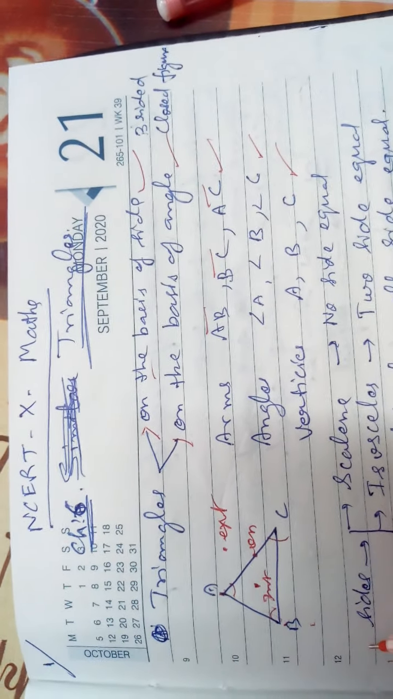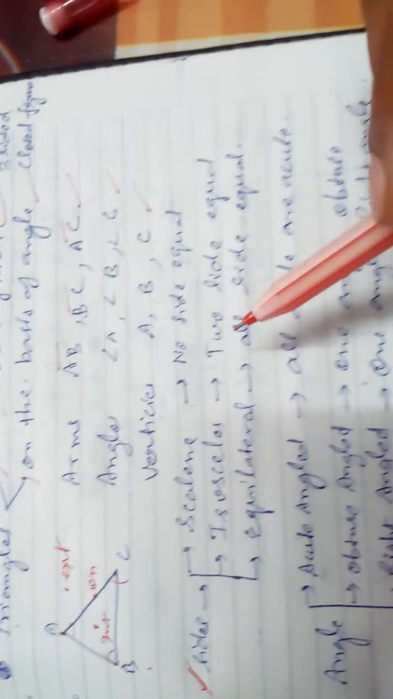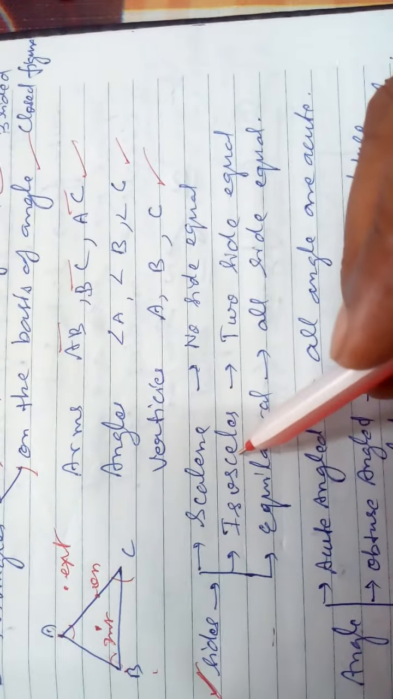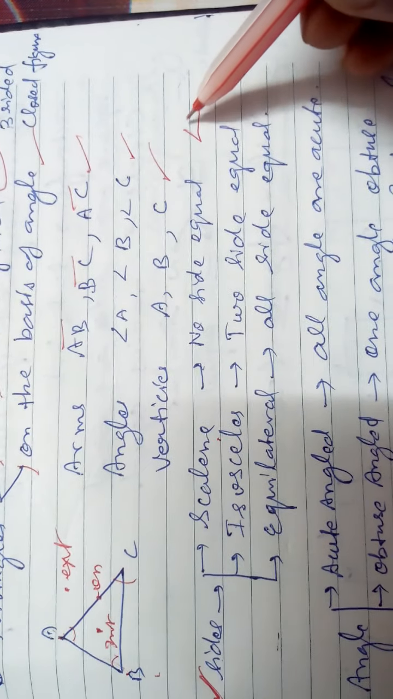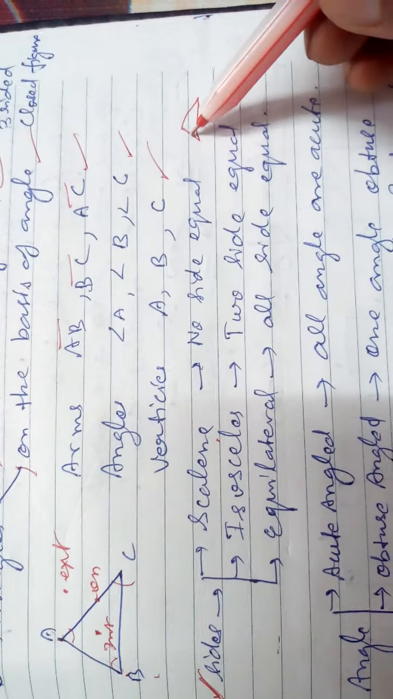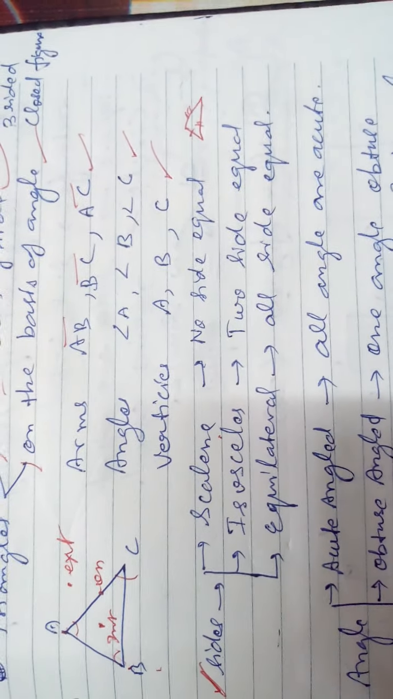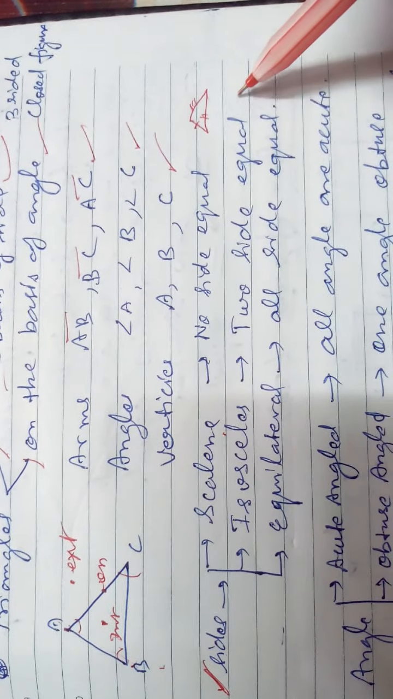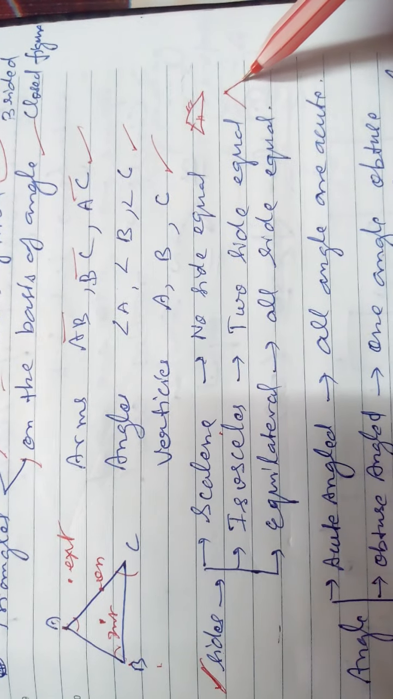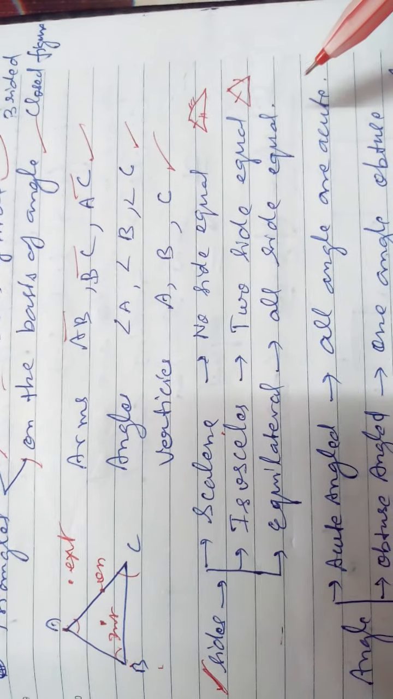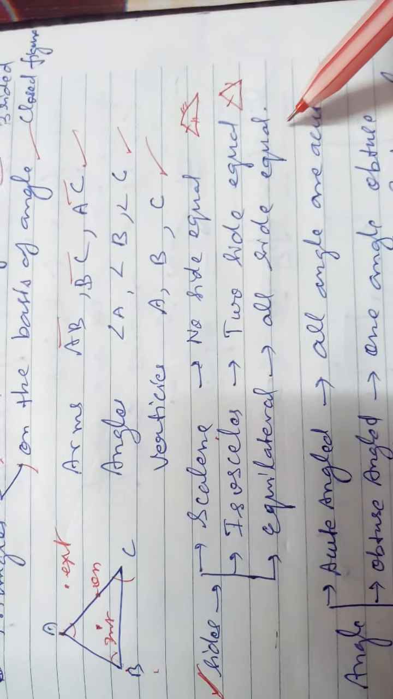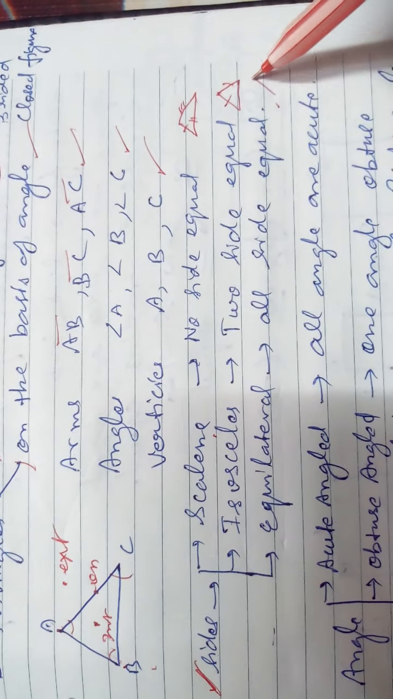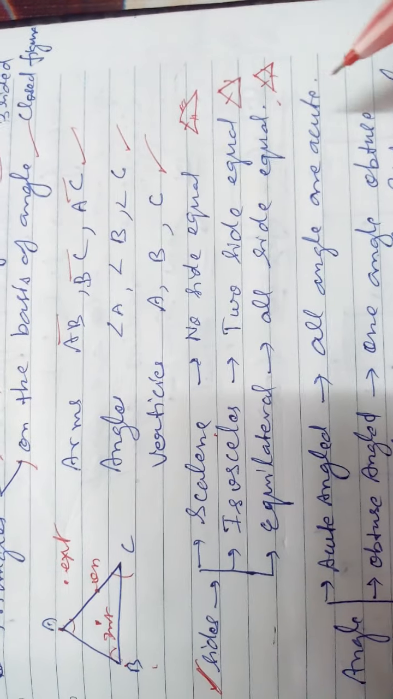On the basis of sides, a triangle is divided into three main types: scalene, isosceles and equilateral. In a scalene triangle, all the sides are different. In an isosceles triangle, two sides are equal. And in an equilateral triangle, all the sides are equal.